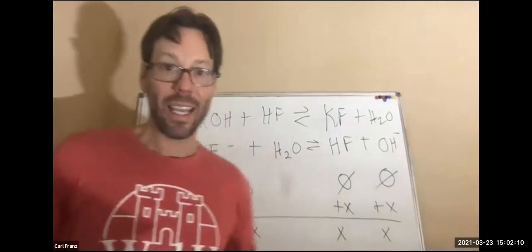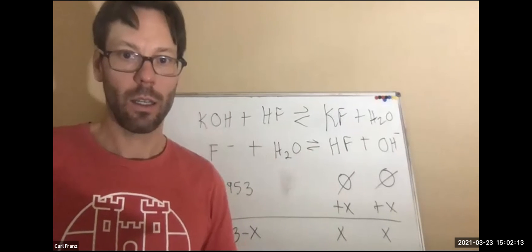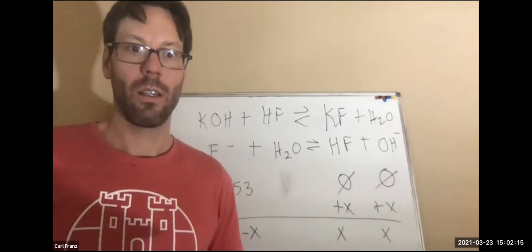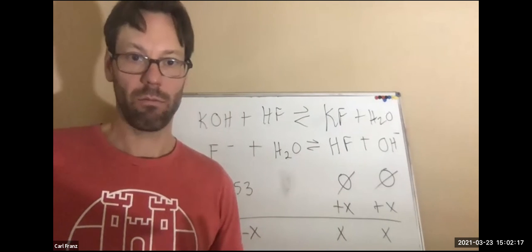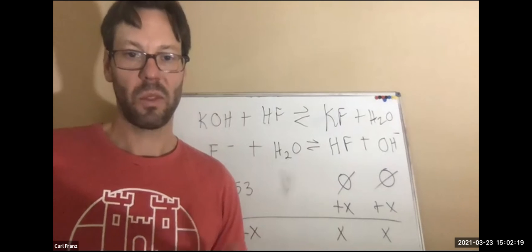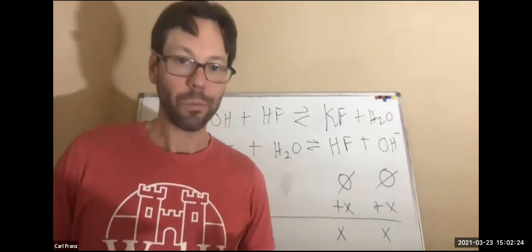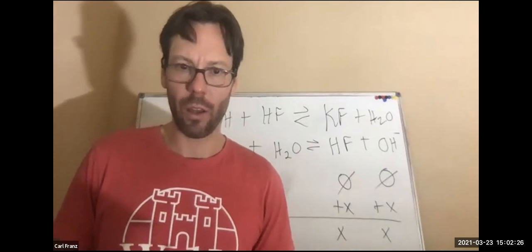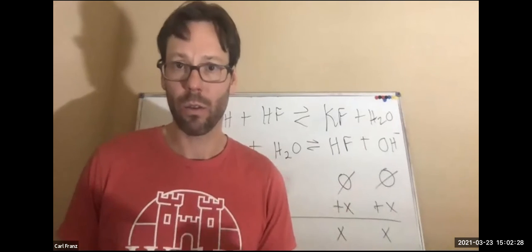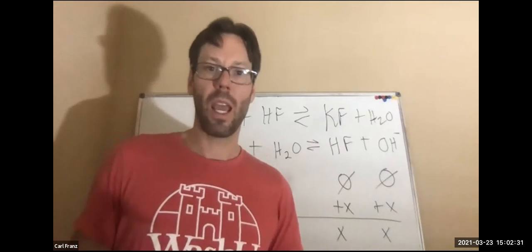Now, what didn't they give us? They didn't give us the Kb. So this is one you just have to essentially look up. But they don't really have Kb values. They usually have Ka values. So if you look up the Ka value for KF, let's see what that is.